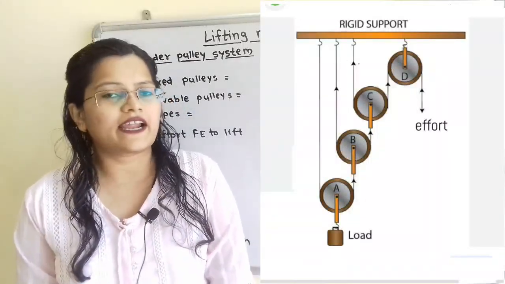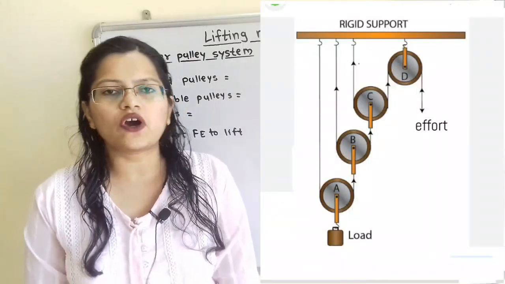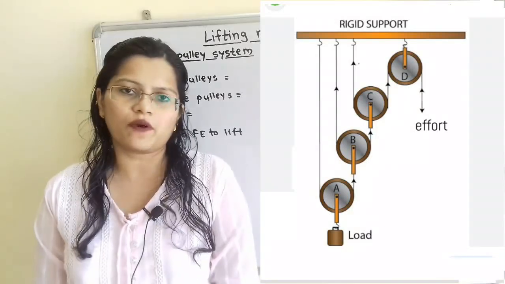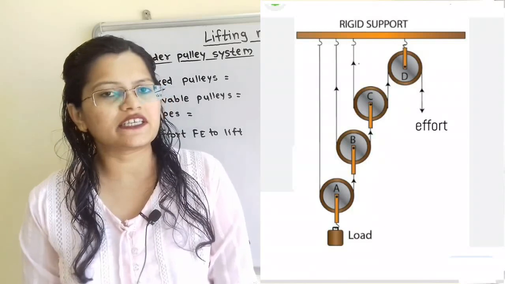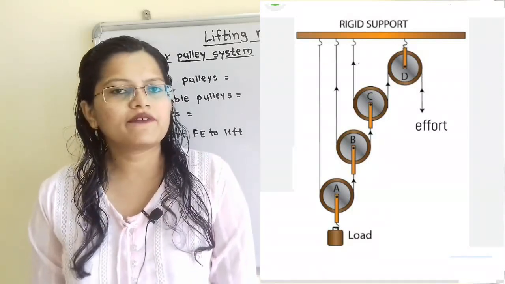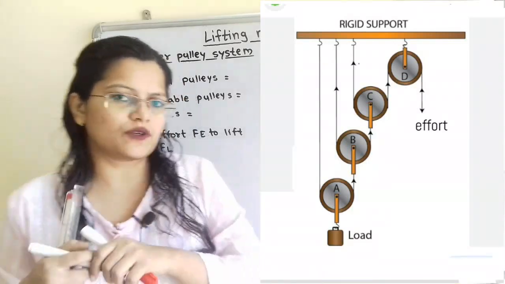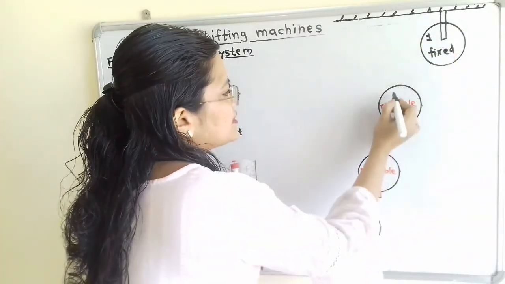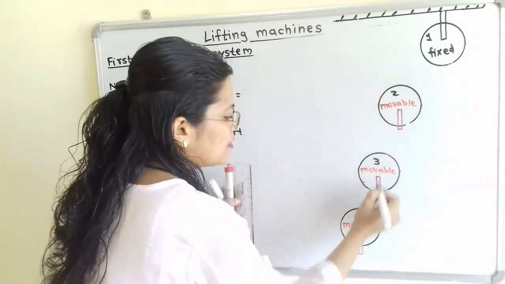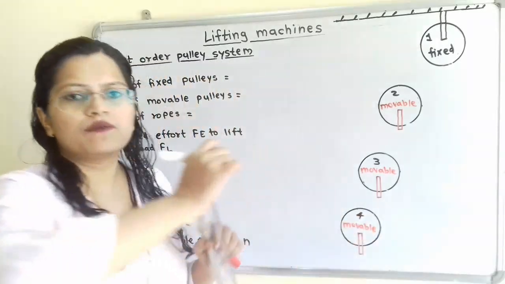Let us understand the arrangement of first order pulley system with the help of diagram. We have used one fixed pulley and three movable pulleys. We will give numbers to these pulleys. So fixed pulley will be pulley number 1. Then this is second movable pulley, this is third, and this is fourth movable pulley.